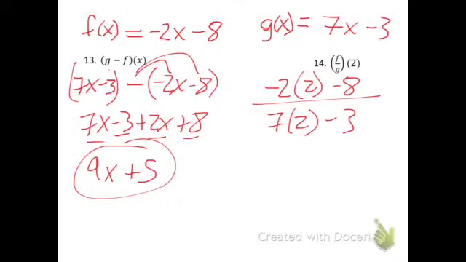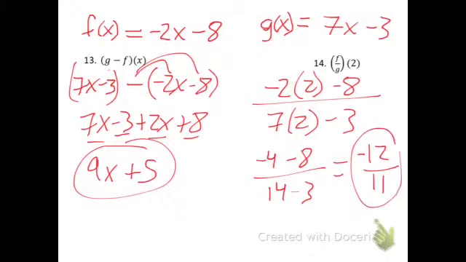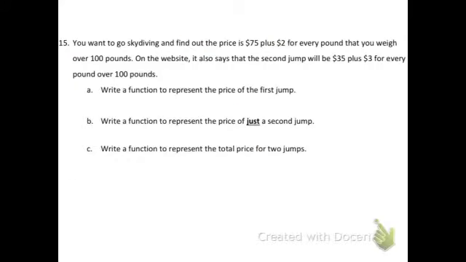Negative 2 times 2 is negative 4. And you gotta subtract 8 on top. You gotta do 14 minus 3 on bottom, because 7 times 2 is 14. And so we're going to get negative 12 on top and 11 on bottom. Negative 12 over 11.